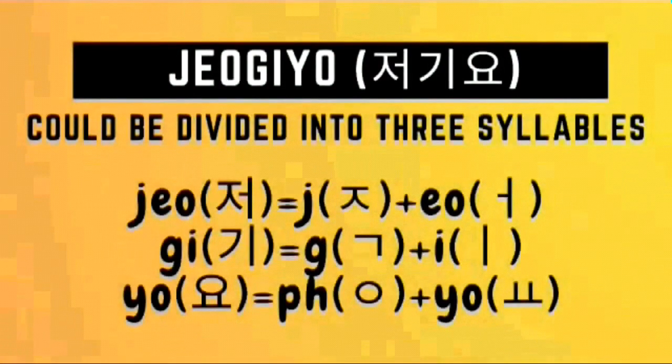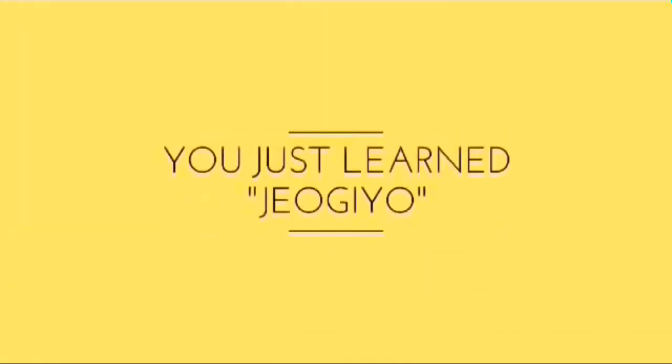Now let's study how to write 저기요 in Hangul. This is composed of 3 syllables. The first syllable 저 is formed from the combination of the jiut and all character. The second syllable gi is formed from the combination of the giok and e character. And the last syllable yo is formed from the combination of a no sound iyang and the yo character itself. And that's how you write 저기요 in Hangul. And with that, you've just learned 저기요.